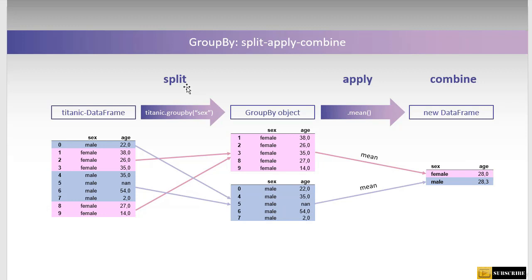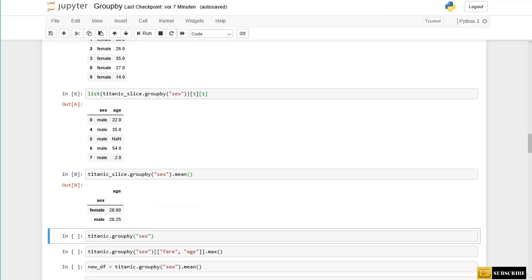So by applying the group by method, we split our data frame, and by using the mean function, we applied a function on both data frames, and at the same time we combined our groups into a new data frame. Alright, so now let's go back to coding.